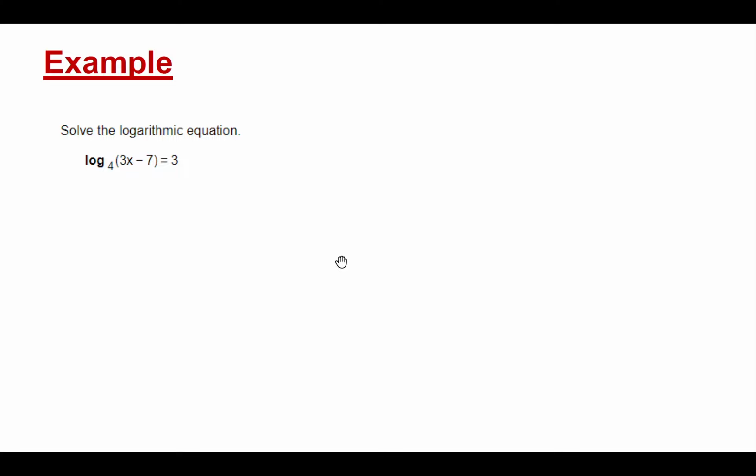Let's look at one more problem. Solve the logarithmic equation. There is a log function on the left side. There is no log function on the right side. So we can go from log to exponential form to solve this. We can write this as 3x minus 7 equals 4 to the power 3. If you remember this property, log base a of x equals y is equivalent to a to the power y equals x. So x is 3x minus 7, the base is 4, and y is 3. So 3x minus 7 equals 4 to the power 3.